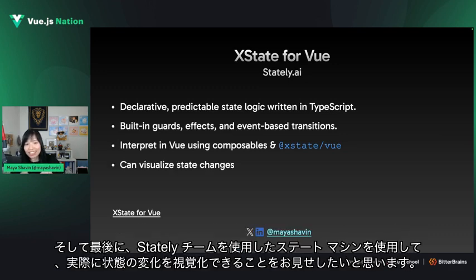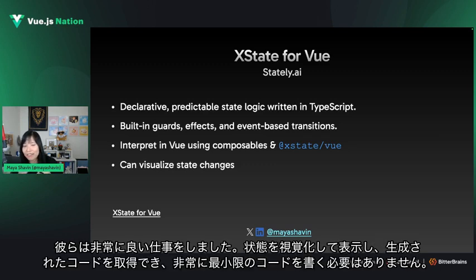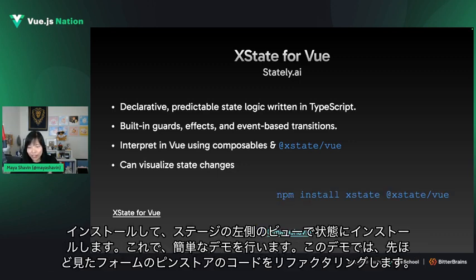And the last thing that is awesome, I hope I will have time to show you, is that you can visualize the state changes using the XState state machine with the Stately team. They did a very good job with that. You can visualize the state and then get the generated code, and you don't have to write any code, or very minimal. Anyway, to install it: npm install @xstate/vue.